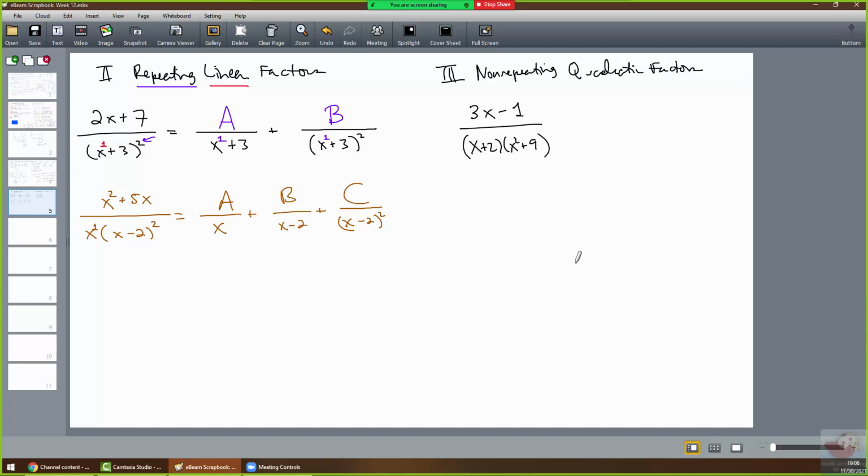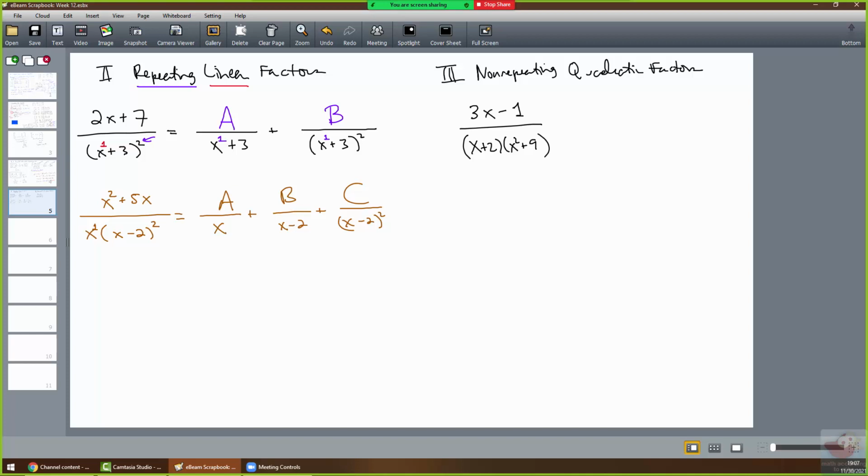X squared plus 9 does not factor using real numbers. It's actually x plus 3i, x minus 3i. So that's why it's a quadratic factor. It doesn't break down using real numbers.